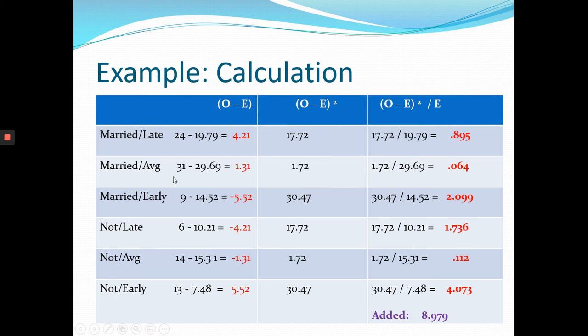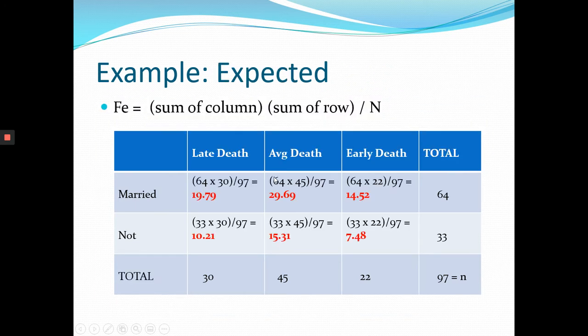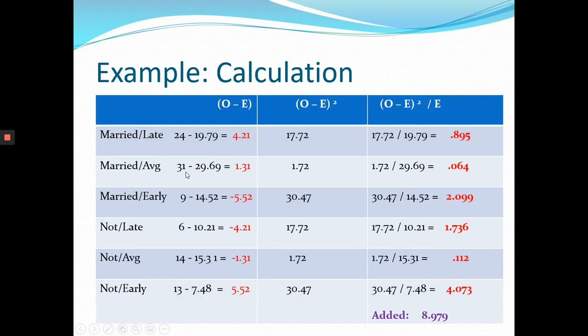We can do the same thing for the next cell. So we have married and average. What was our O for married and average? Married and average is 31. So married average, the O is 31.